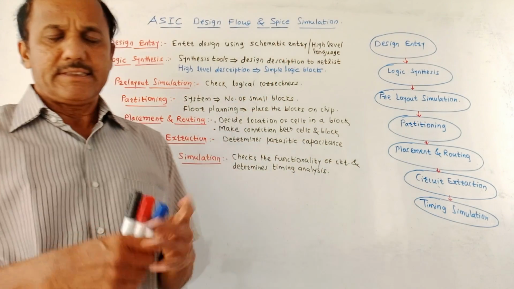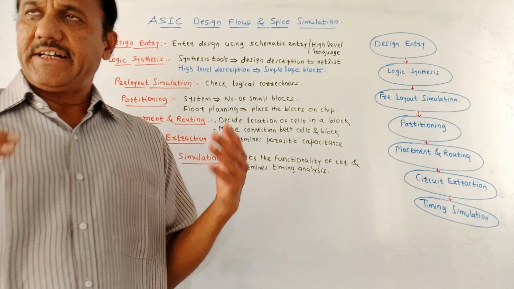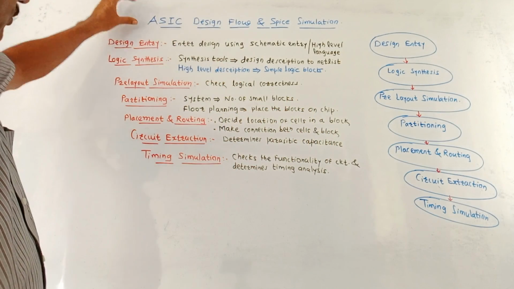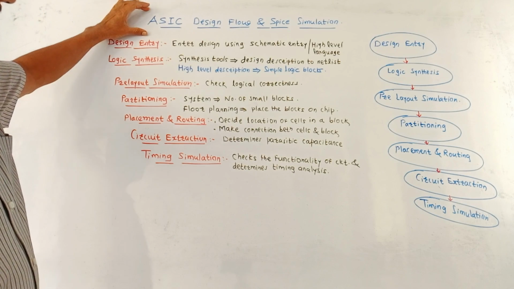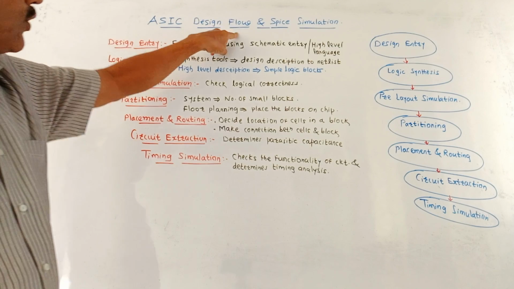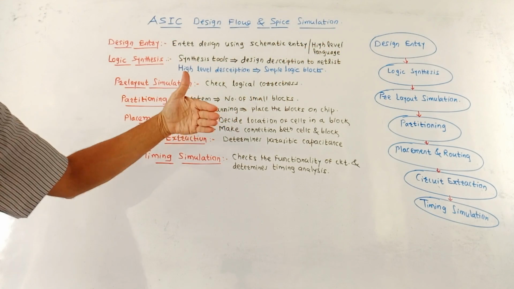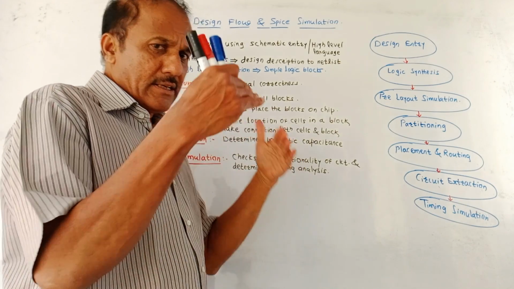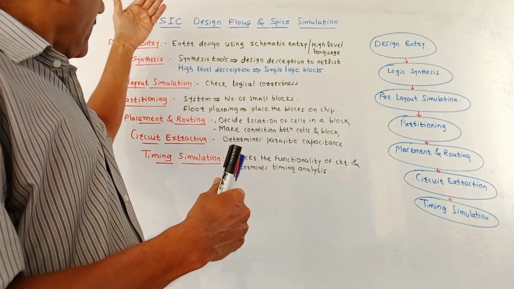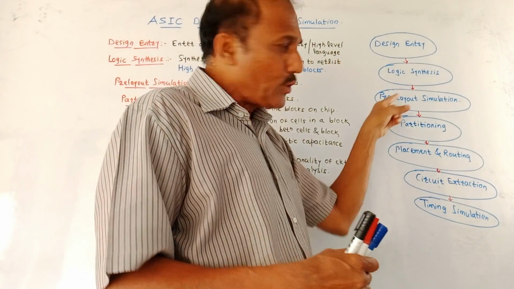Dear students, this is a quick revision session for application specific integrated circuits. So let us talk about the first part, that is ASIC design flow, application specific integrated circuit design flow, and SPICE simulation. From the exam point of view, you may expect a question like this: explain the application specific integrated circuit design flow. So this is the flow chart.